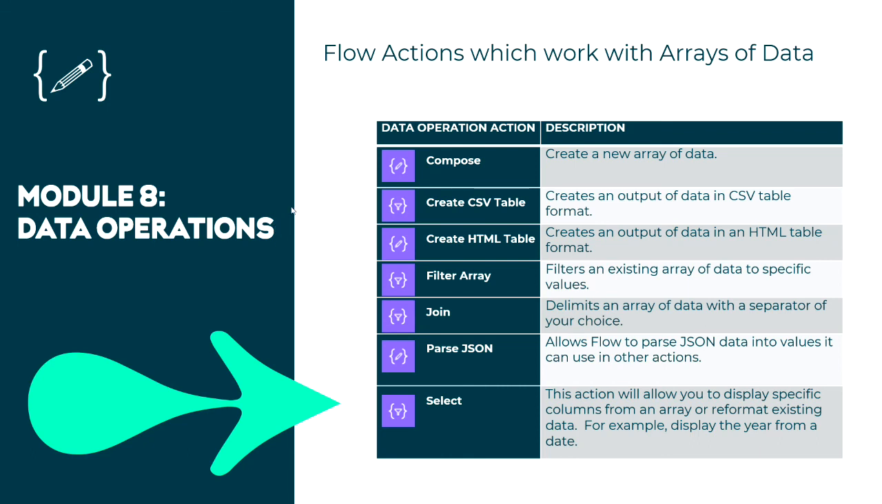So you've seen me use examples using compose, create CSV table, create HTML table. Filter array allows you to take the data from an existing array and then filter down only specific information you want. So I could actually filter on specific items that include the word ruler or something like that. Join is like the CSV, but it allows you to create your own separator to delimit the content. Instead of having a comma, you might want semicolons, you might want a tab character, hyphen. So join allows you to create your own delimited structure for separating the data.